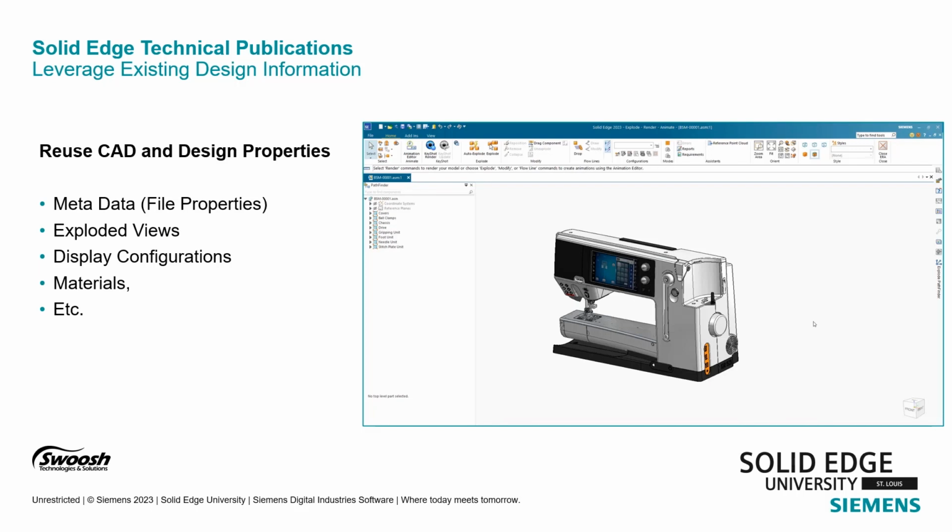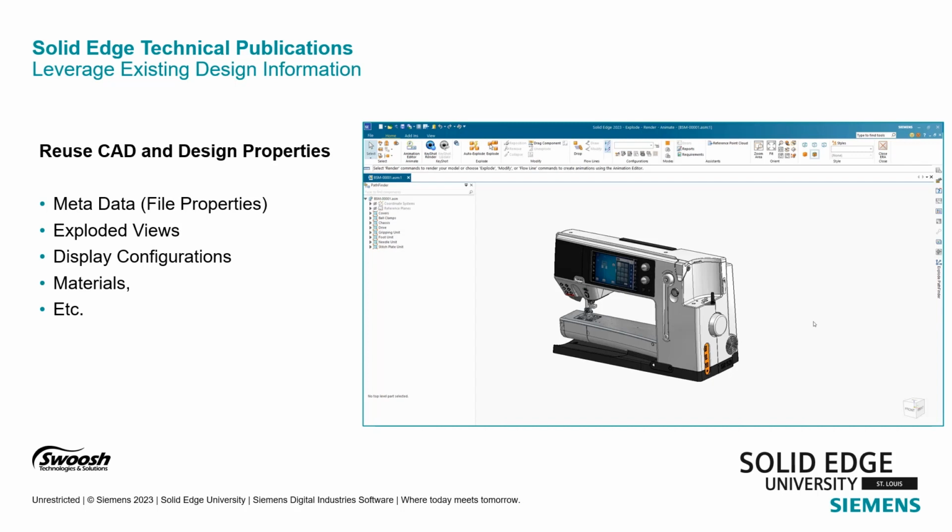So let's go ahead and start with that first topic, which is leveraging existing design information. We know that one of the main benefits of a documentation tool like Solid Edge Technical Publications is being able to leverage the visual display and interaction with the CAD data itself. Again, this makes the information much easier to consume versus static images, as an example.